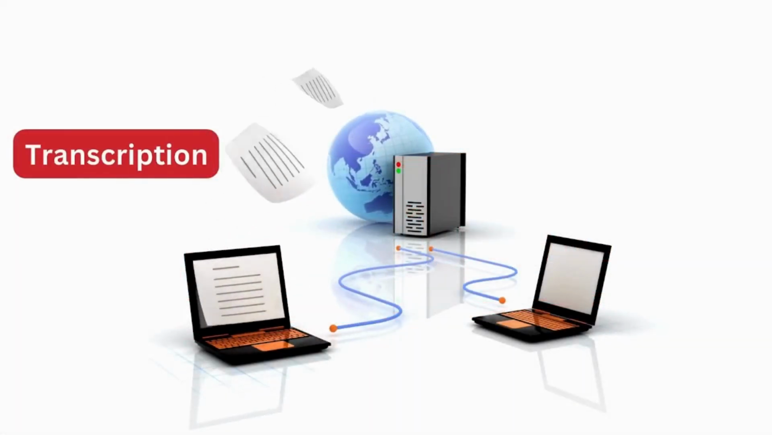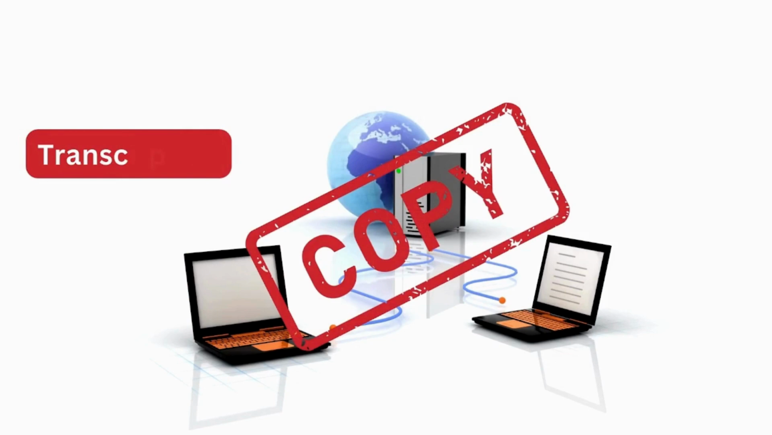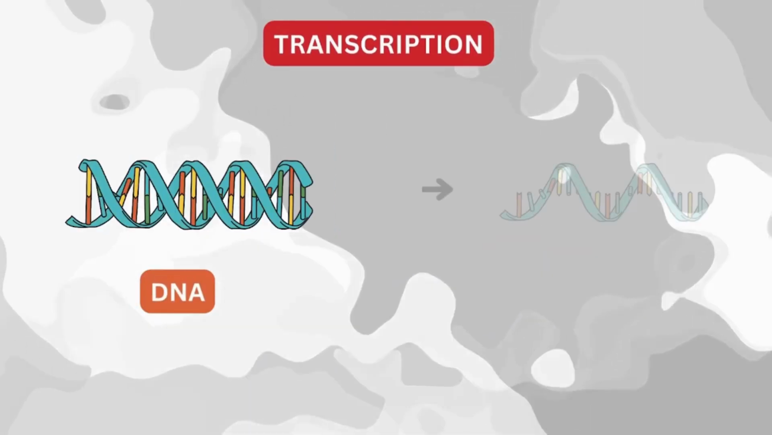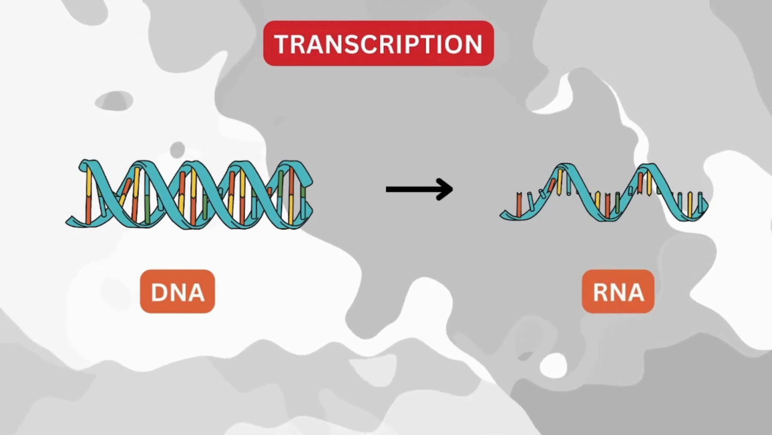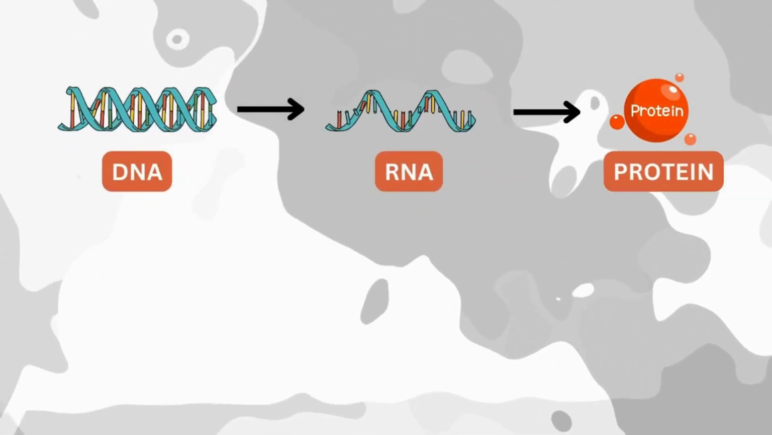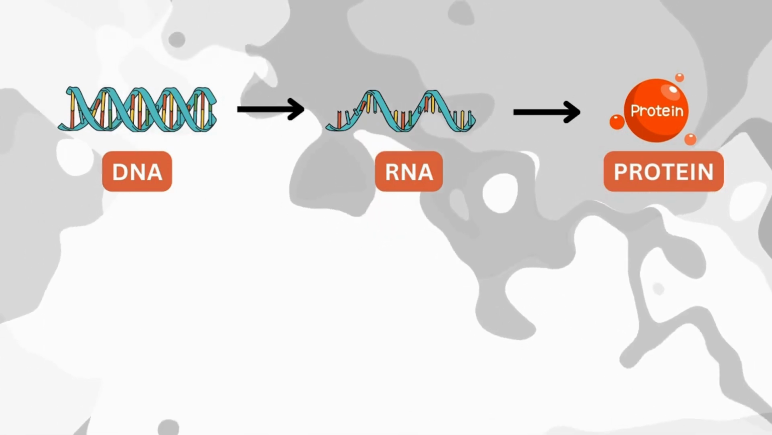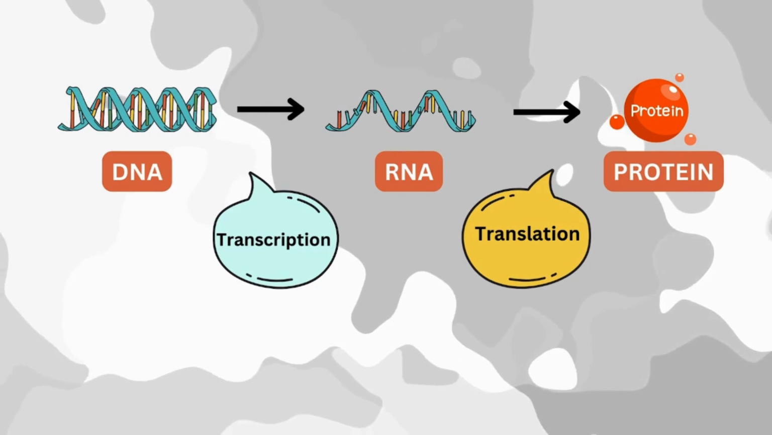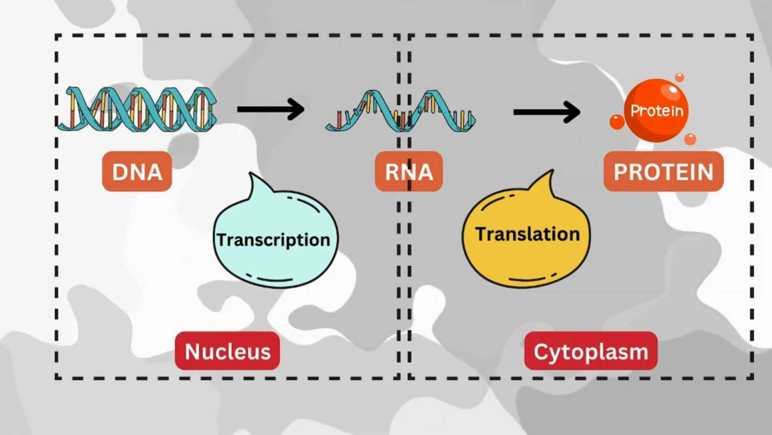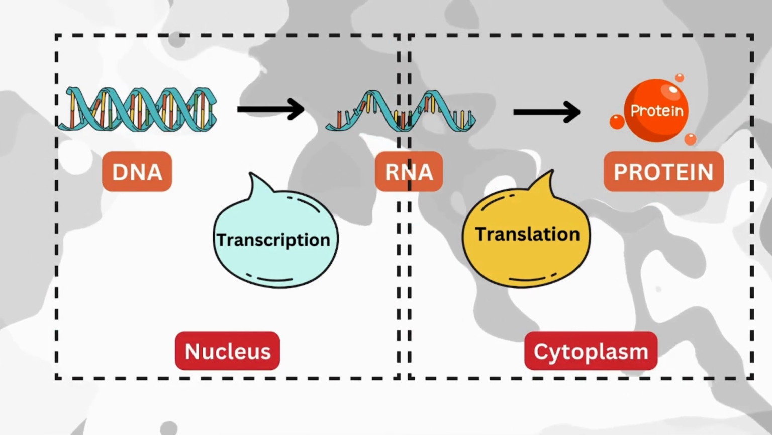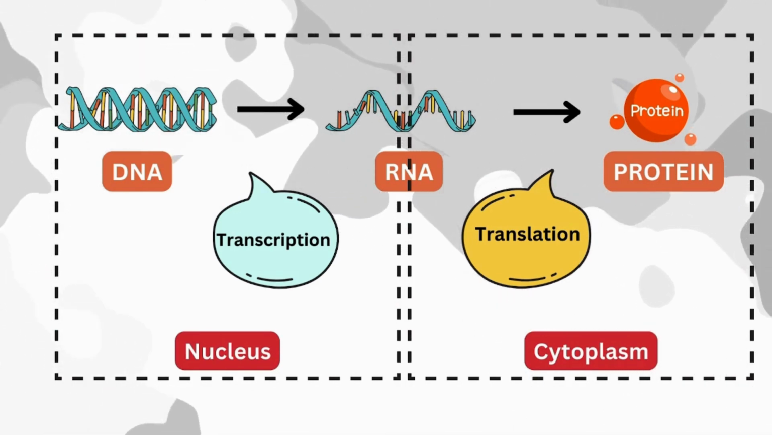As you all know, transcription basically means copy. When the information is transferred from the DNA to RNA, this process is known as transcription. When the information is transferred from RNA to protein, this process is known as translation. Transcription and translation both take place in separate compartments in the case of eukaryotes. Transcription takes place in the nucleus and translation takes place in the cytoplasm.